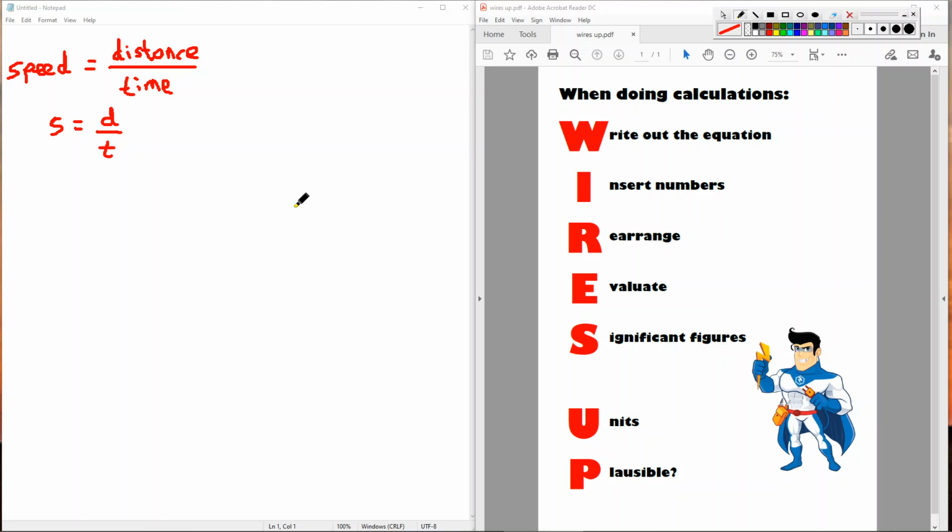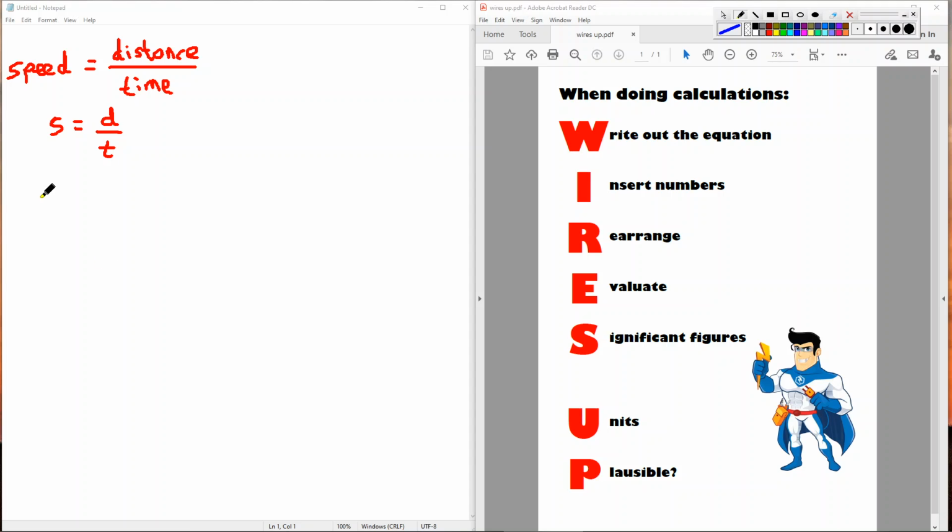Am I trying to say a car is travelling at 0.001 meters per second? Because that's probably not realistic, is it? So it's just a plausibility check, that last one. So we've got WIRESUP. So let's have a look at an example.